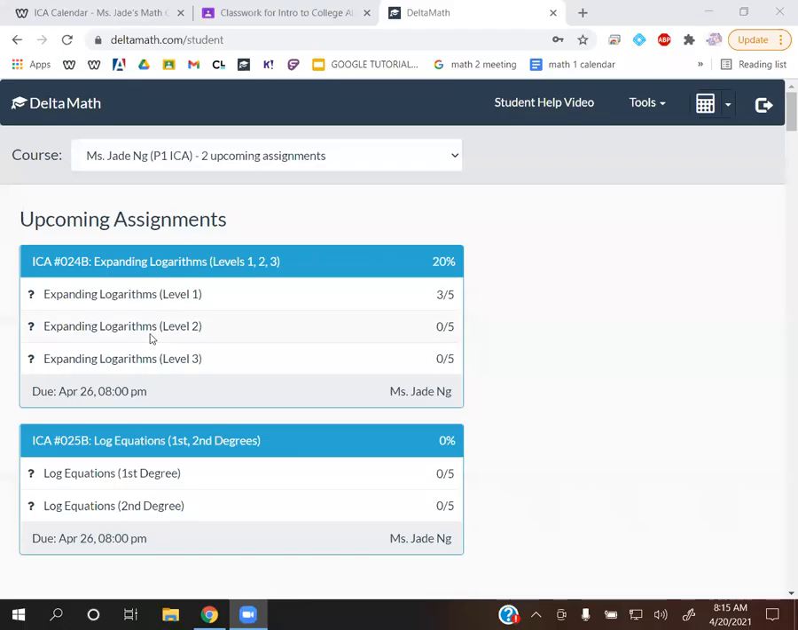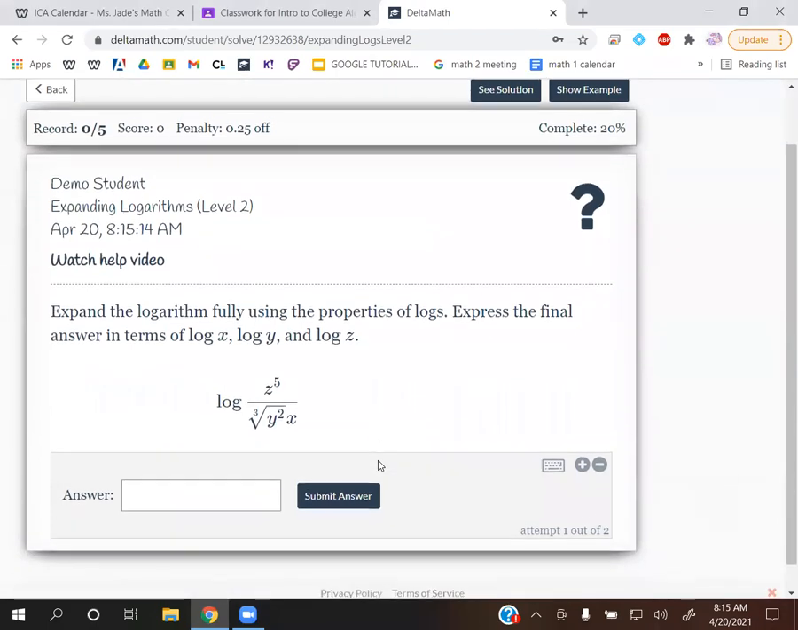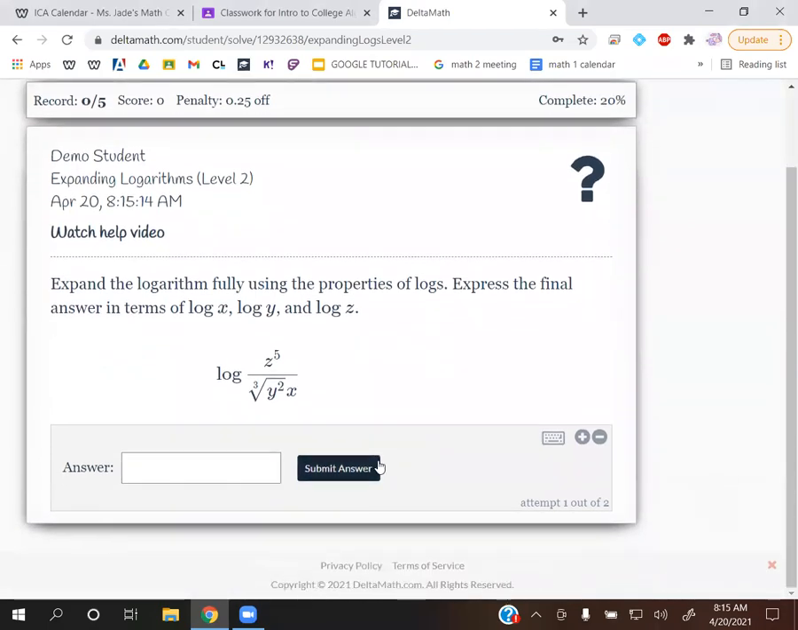Okay, expanding logarithms level 2. So it looks a little bit crazier, but it's the same basic idea. We're going to expand the logarithm fully. I'm just going to scroll down so I have a little more space. Let's first split it up into the top and bottom because this is a fraction.